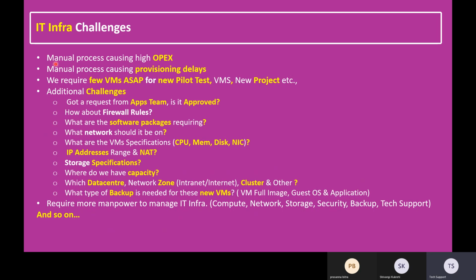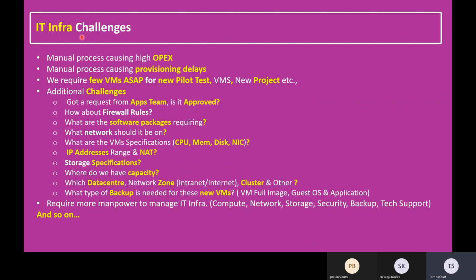The first point is manual processes causing high OPEX. In our previous session, we talked about VMware Converter. Using VMware Converter helps us reduce the high CAPEX. CAPEX means capital expenditure. That means the initial infrastructure investment on physical servers, that cost will be reduced.